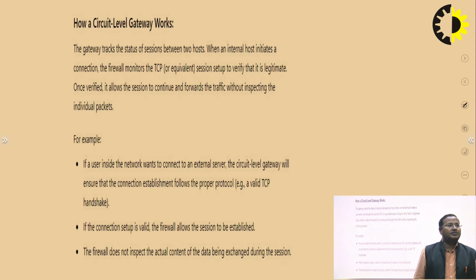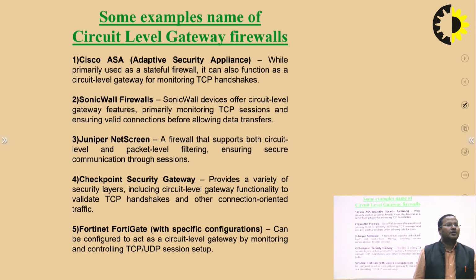The gateway tracks the status of the session between two hosts. When an internal host initiates a connection, the firewall monitors the TCP or equivalent session setup to verify whether it is legitimate or not. Once verified, it allows the session to continue and forwards the traffic without inspecting the individual packets. Some of the examples of circuit level gateway firewalls are Cisco ASA, Adaptive Security Appliance.